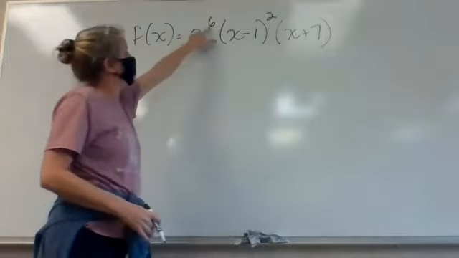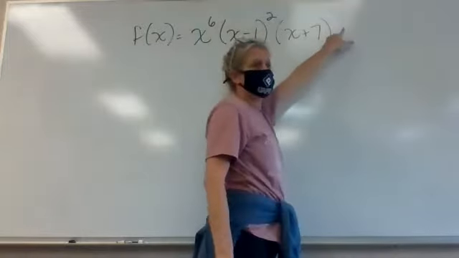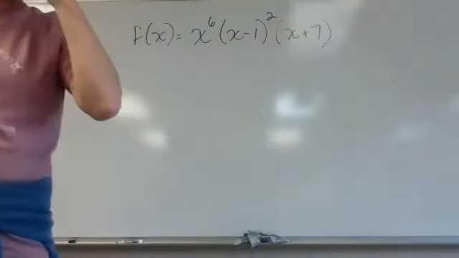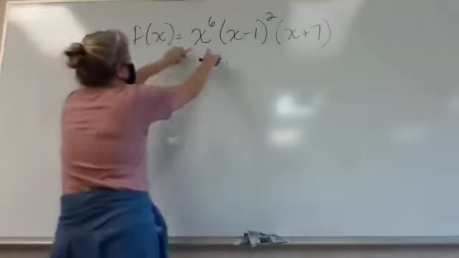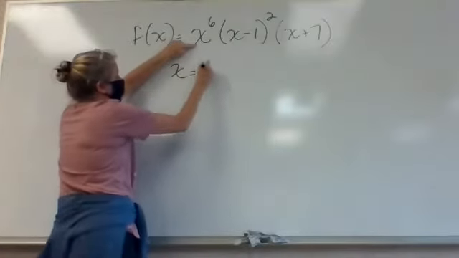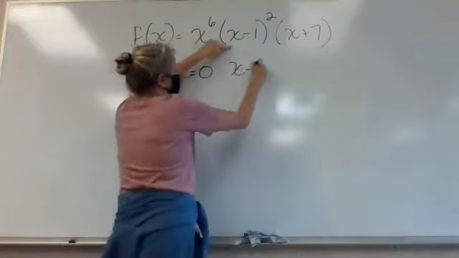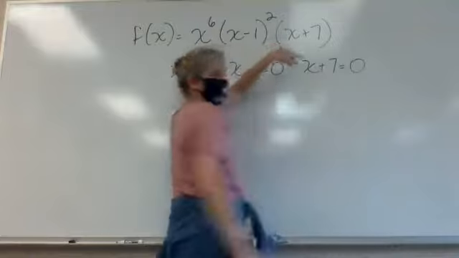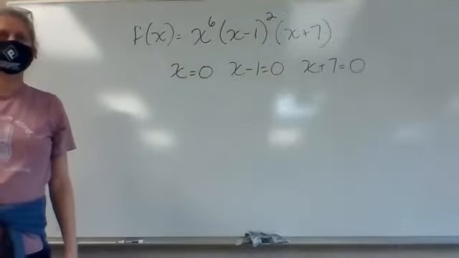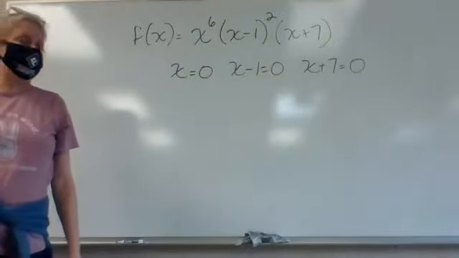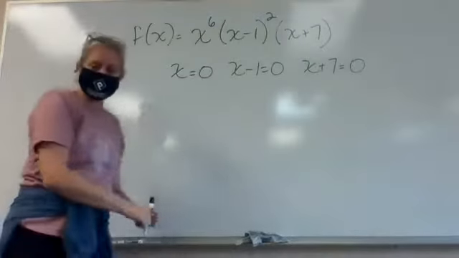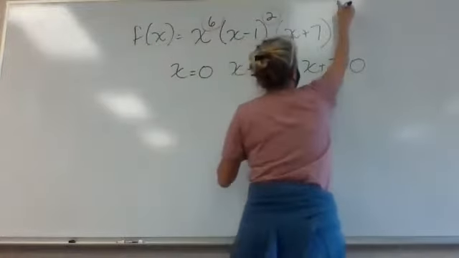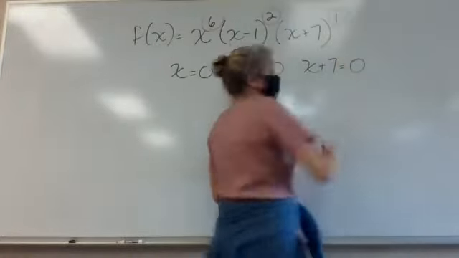So these outside exponents are going to be dealing with the multiplicity, and we'll talk about that when we get to it. So first of all, just to find the zeros, set each factor that has an x equal to 0. These numbers right here are telling me something different about the graph. And this one has a one. I just don't see it to the first power.